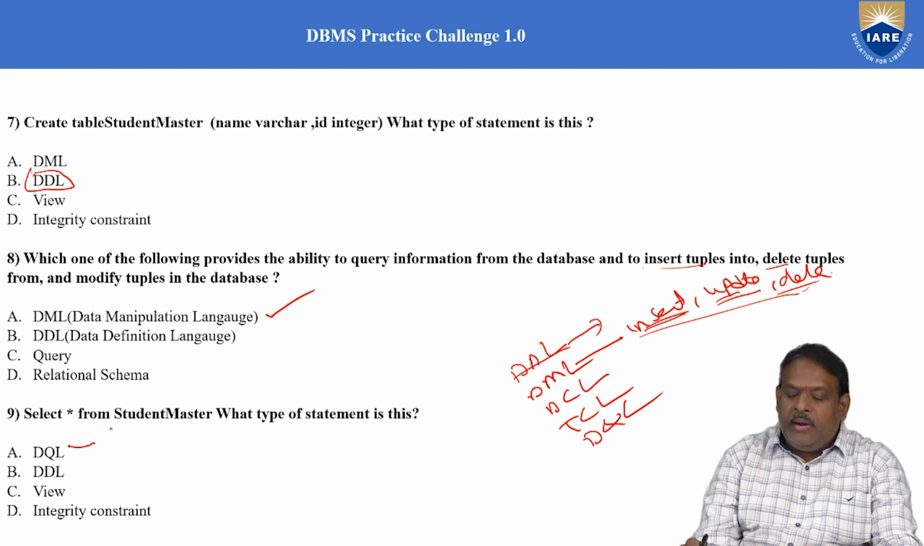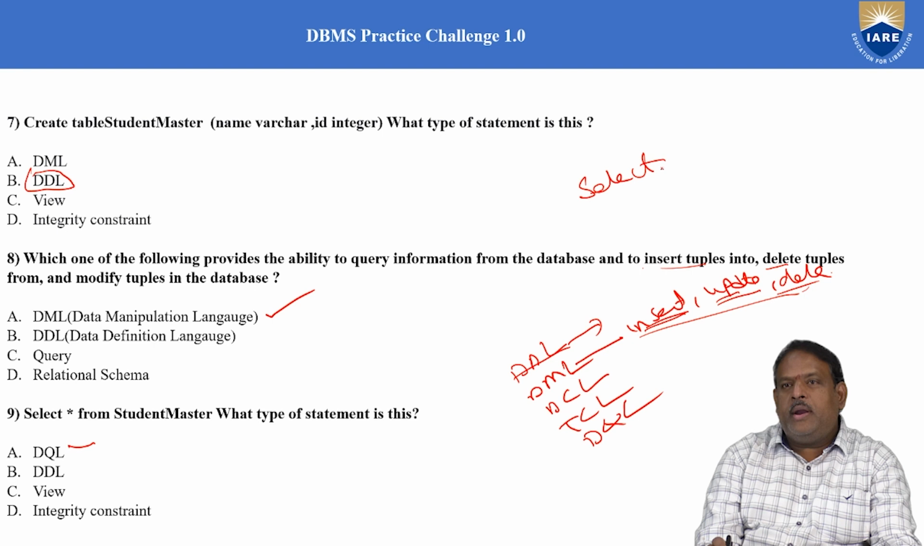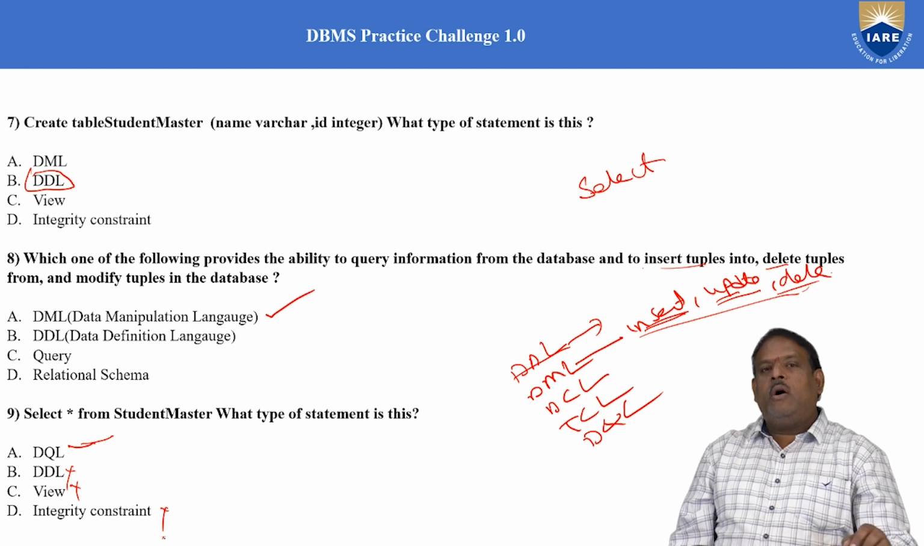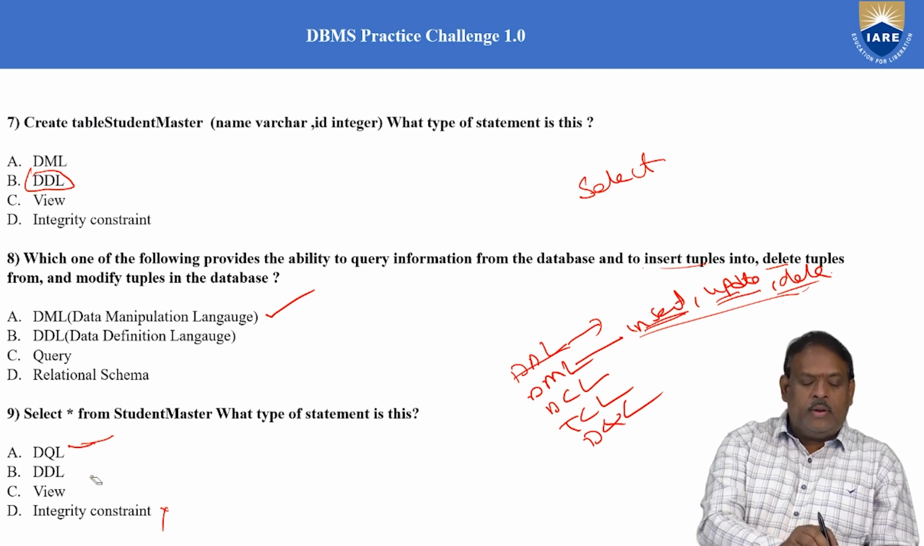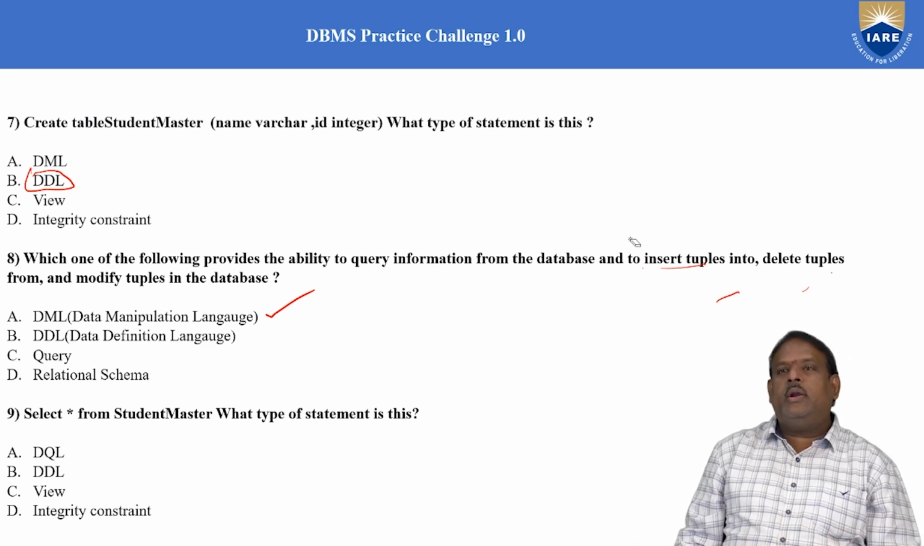The only command available in data query language is the select statement, which we use to get information from the database table. So the option here would be DQL, data query language. It is definitely not a DDL, not a view, and not an integrity constraint, so all these three options are incorrect. The right option would be option A, that is DQL.